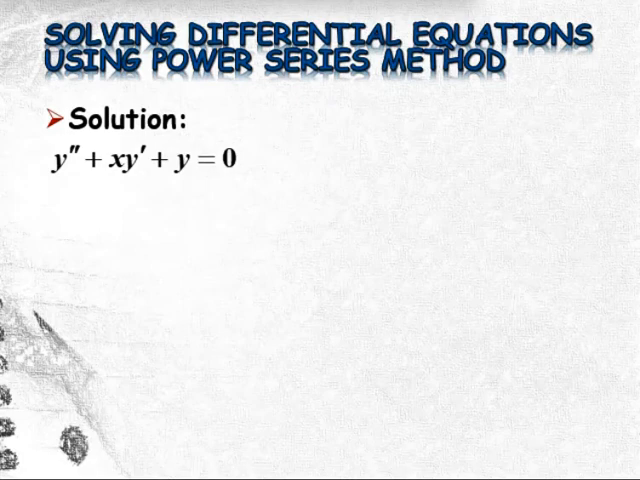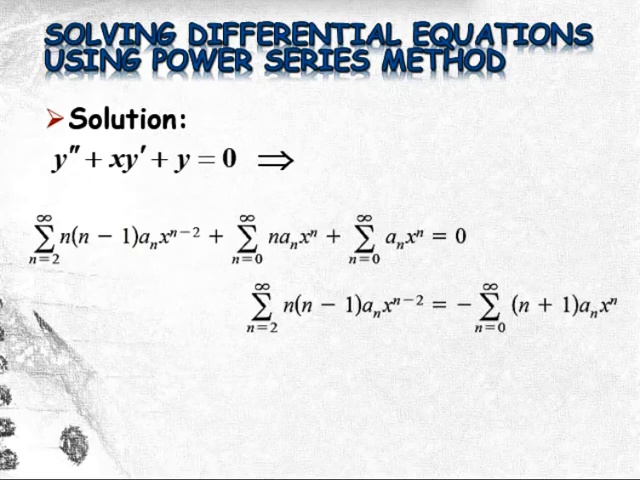So y double prime plus xy prime plus y equals 0 is now equivalent to the summation of n times n minus 1 times a sub n x to the n minus 2 from n equals 2 to infinity, plus the summation of n times a sub n x to the n from n equals 0 to infinity, plus the summation of a sub n x to the n from n equals 0 to infinity.